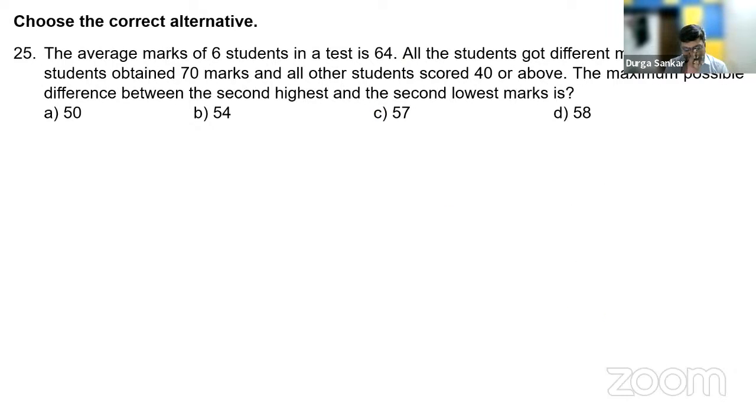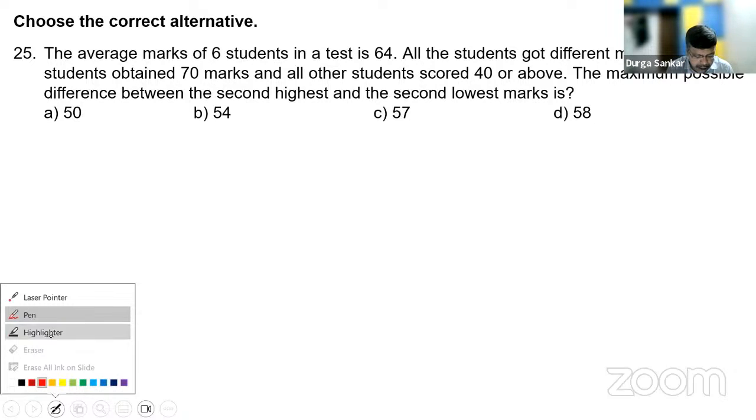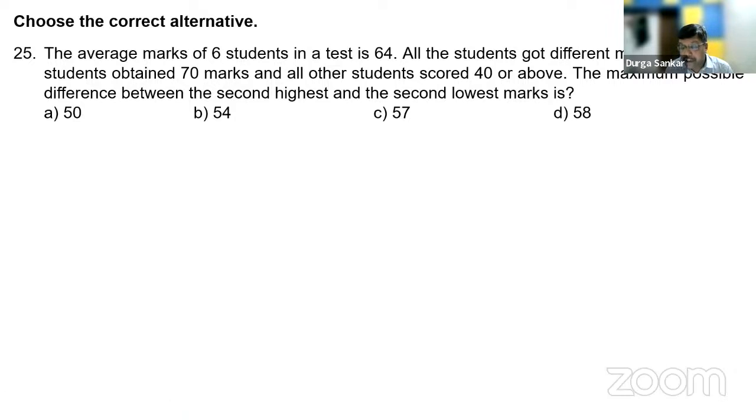The average marks of 6 students in a test is 64. All the students got different marks. One of the students obtained 70 marks and all other students scored 40 or above. Okay, this seems to be a doable problem, but involves quite some calculation. So I will mark it as option B. Or for someone who has seen a similar type of question and can visualize in their mind how to answer it, this can be a type A as well.